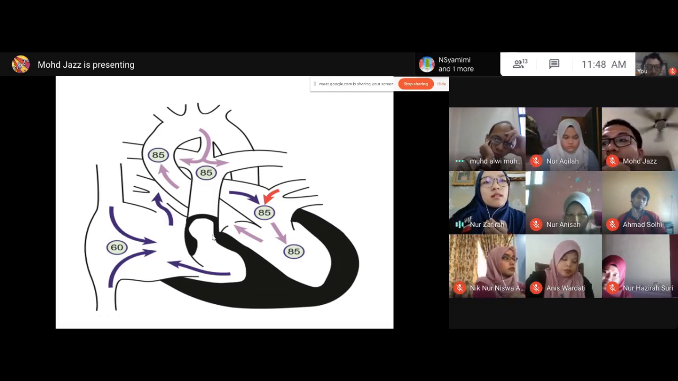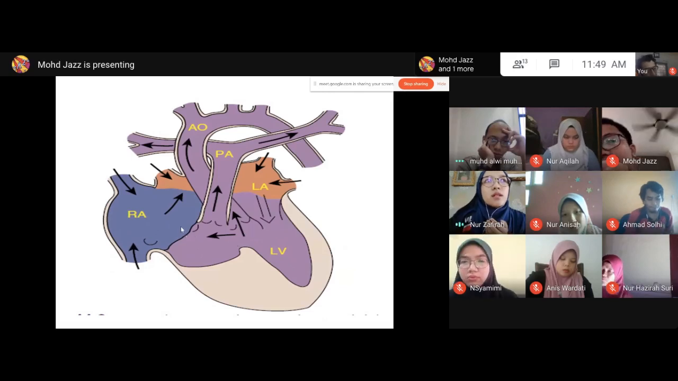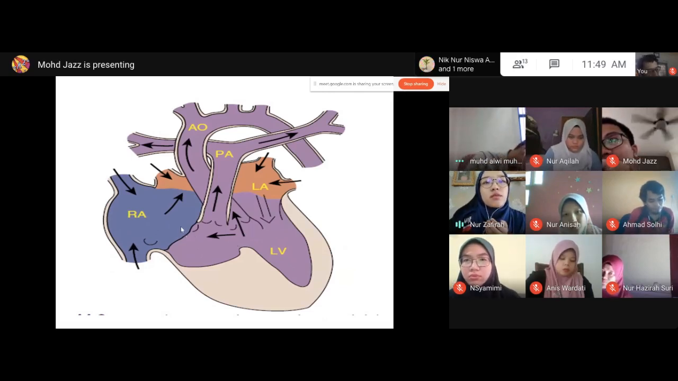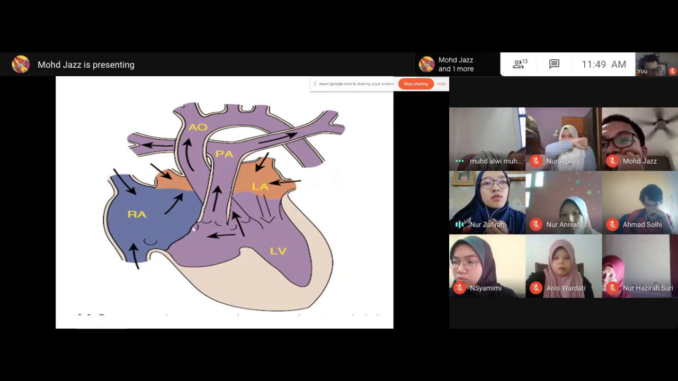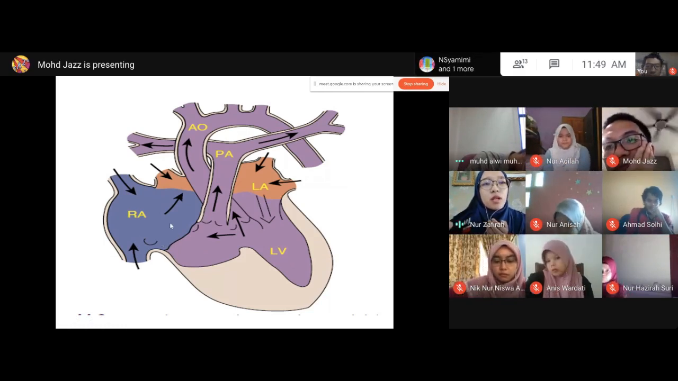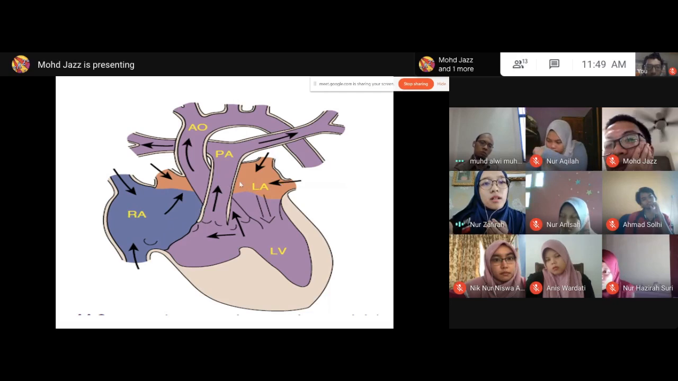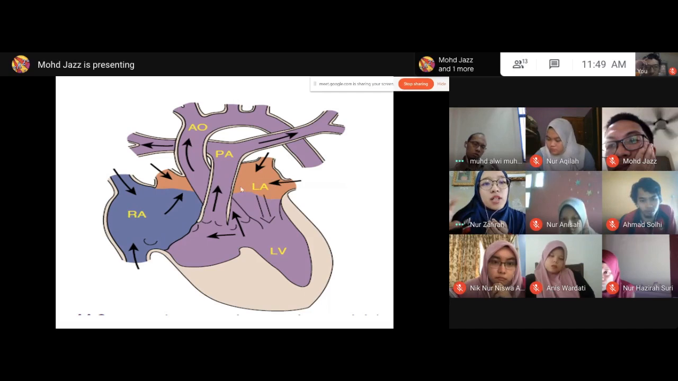So next is tricuspid atresia. From the word atresia, like I have mentioned before, atresia is due to absence of the valve itself. From this picture, there is absence of the tricuspid valve. So when there is absence of the tricuspid valve, the blood flows from the superior and inferior vena cava into the right atrium, and then goes straight towards the left atrium. There will be mixing at the left atrium between the deoxygenated blood and the oxygenated blood. So the blood from the left atrium will go into the left ventricle, and from the left ventricle, it goes both into the aorta and the pulmonary artery.